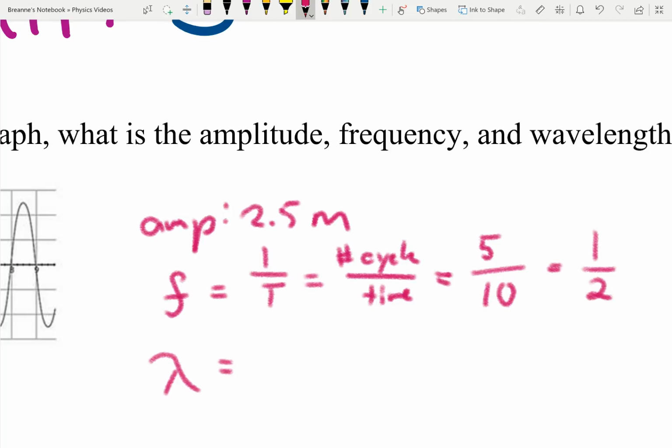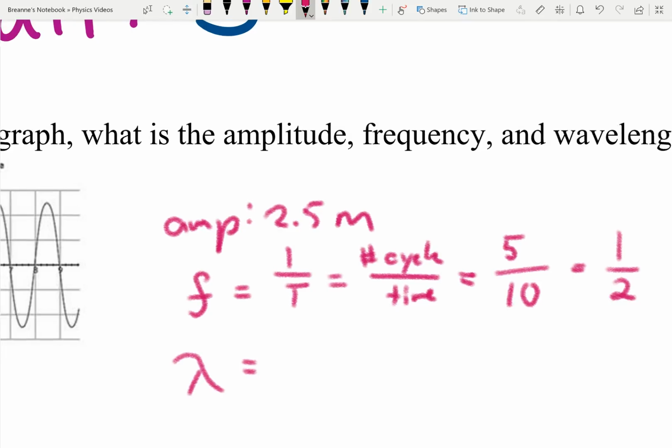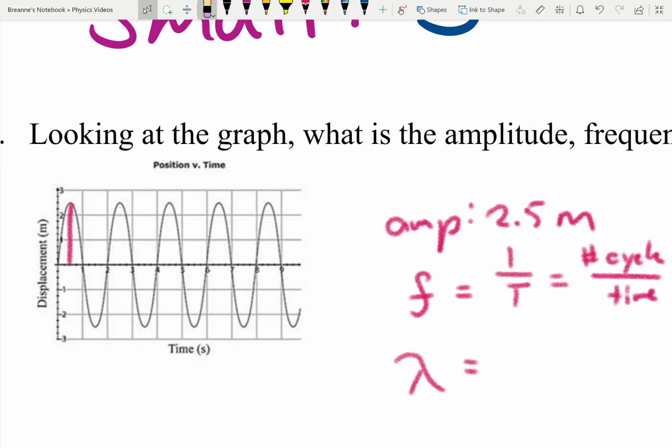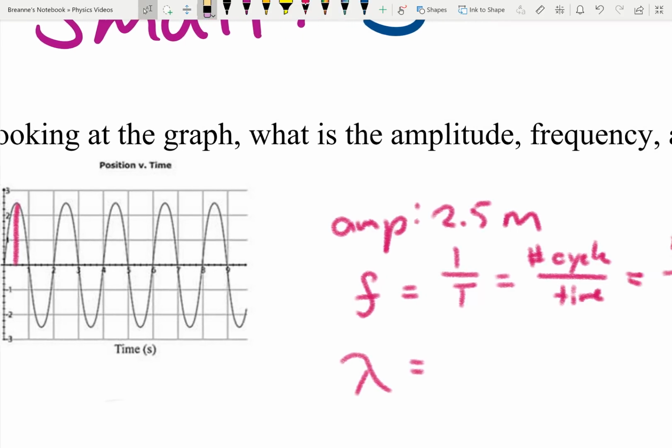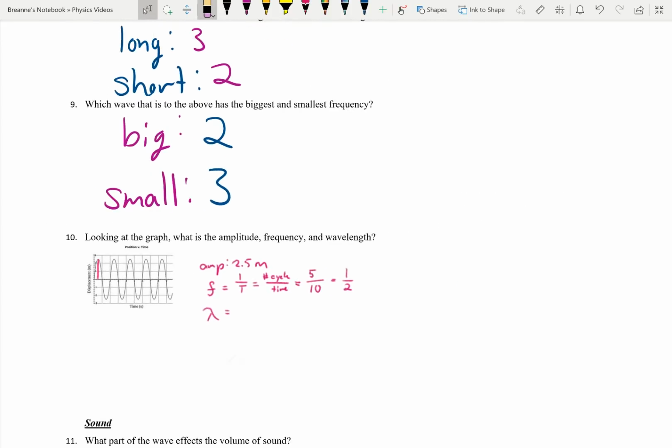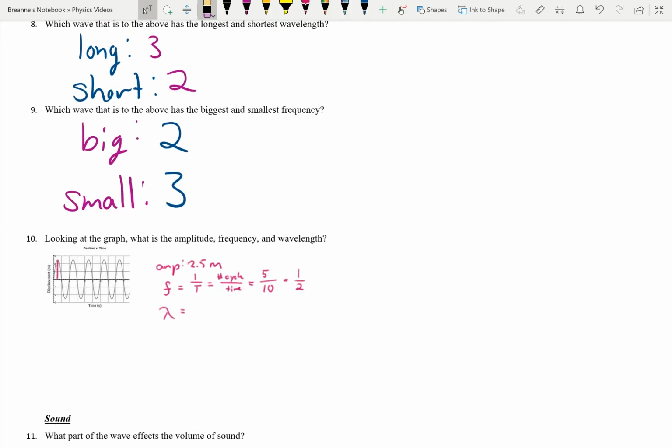And for our wavelength, so our wavelength would end up being, we don't have enough information. We don't have enough information to solve for wavelength. So we're not going to worry about that one.